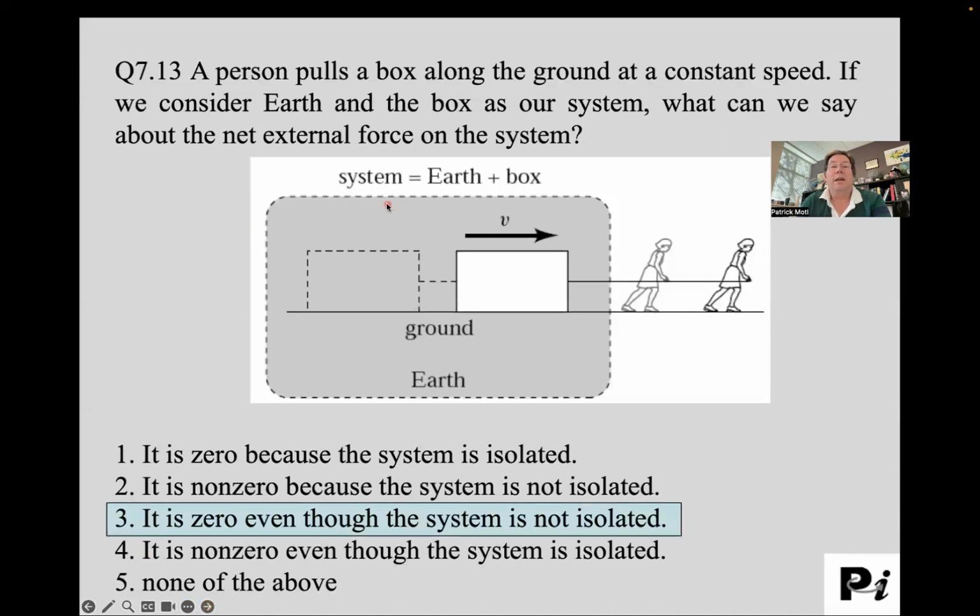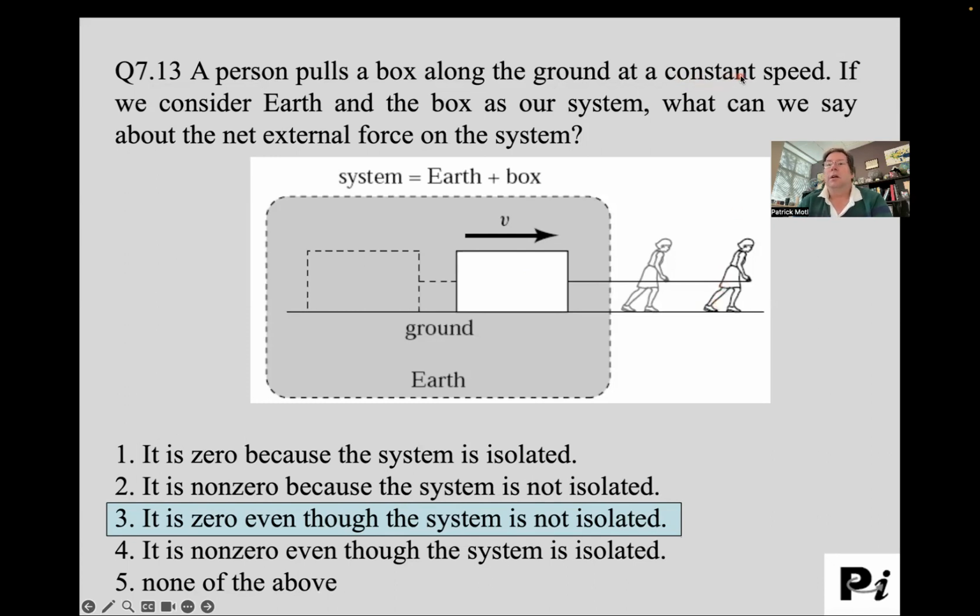Okay, so the net external force on the system is zero, even though the system is not isolated. An isolated system has no net force acting on it. It is not interacting with something outside of the system. In this case, the net force on the system is zero, but the system is not isolated because there's an external agent acting on the system and in fact doing work on the system, which is the next question.